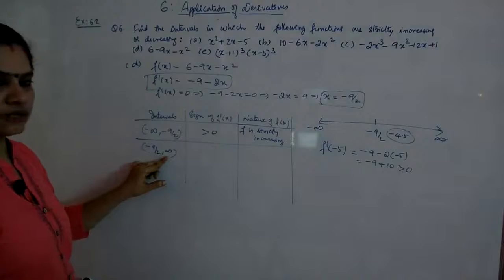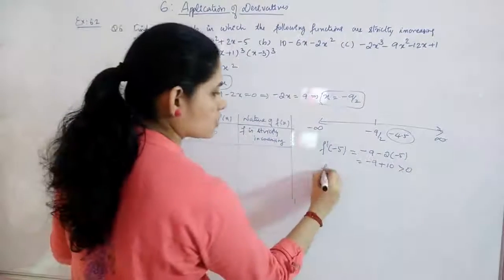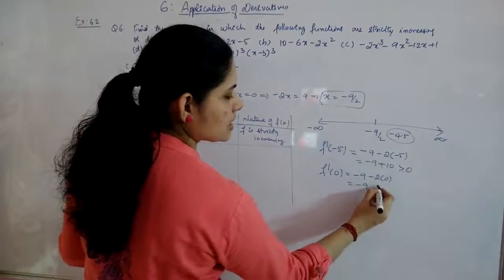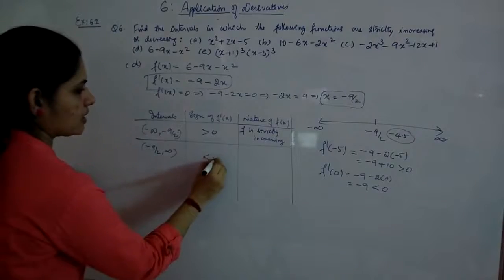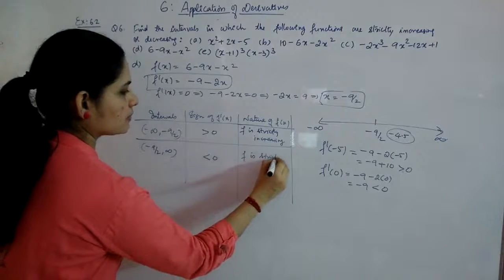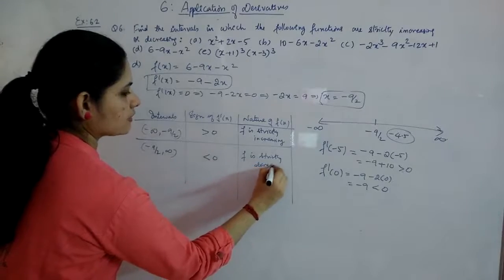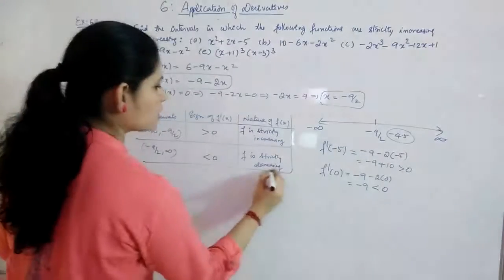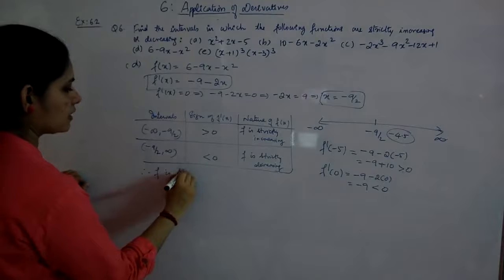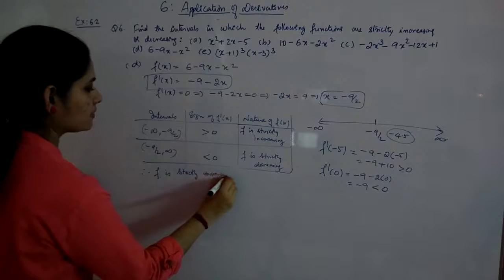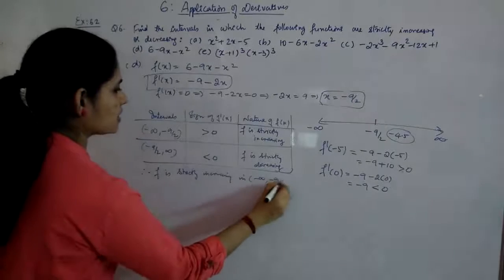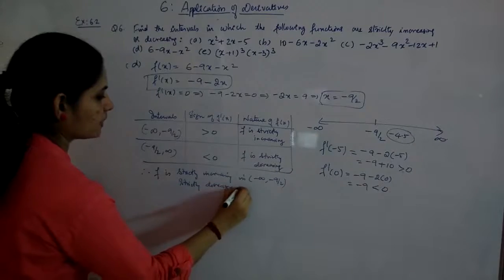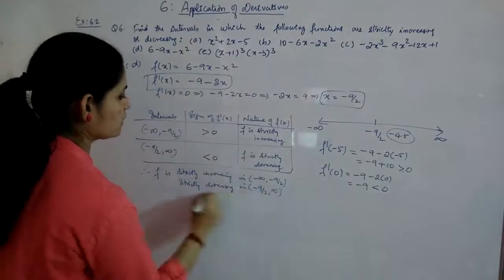Now -9/2 and infinity, in between you have to take a point. You can take 0 also, so f dash of 0 will be -9 minus 2 into 0. So you'll get only -9, which is less than 0. Therefore, the function is strictly decreasing in this interval. Okay, so the conclusion: f is strictly increasing in -infinity, -9/2 and strictly decreasing in -9/2, infinity.